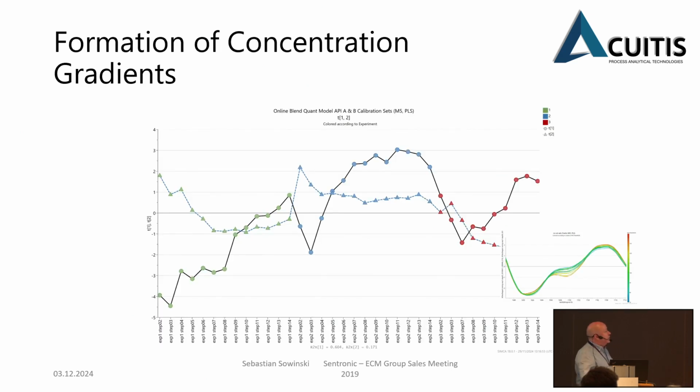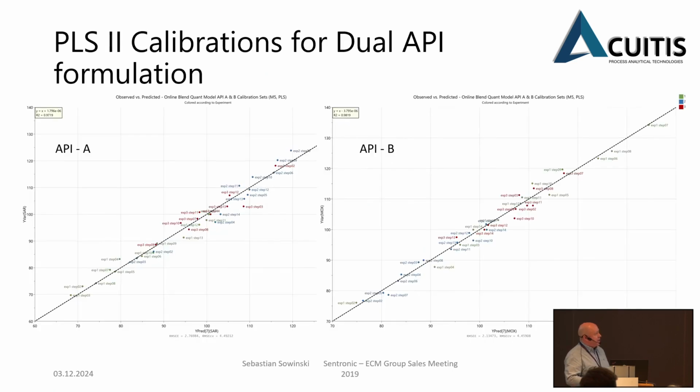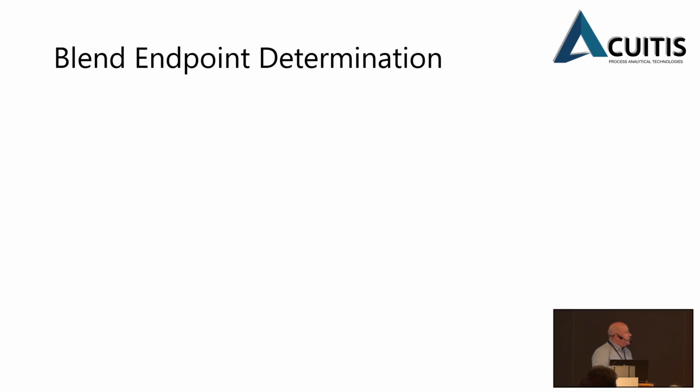And just to show you one of those stacked, this is for a dual API formulation of 2 granulates that we used in an animal health product. And here we can see the two mixing profiles and peaks that we're reaching for the 2 APIs, and get a nicely developed PLS model for both APIs in a very short set of experiments using a small amount of material. So moving on to blend endpoint determination.